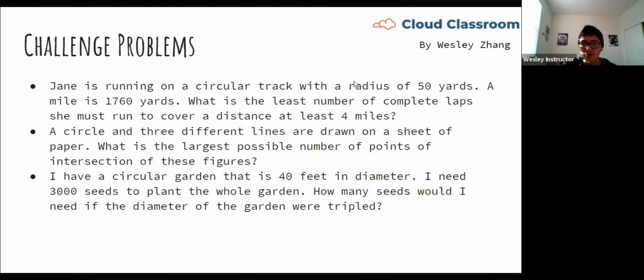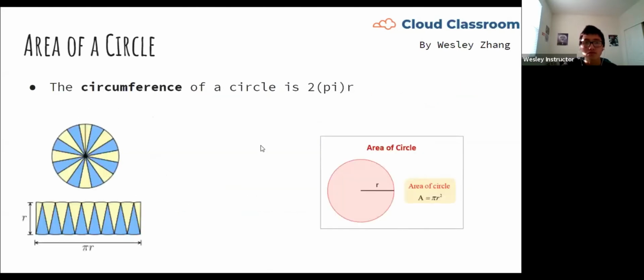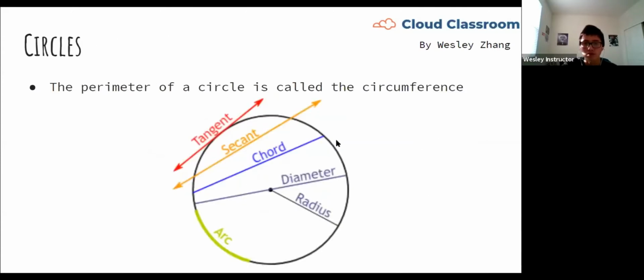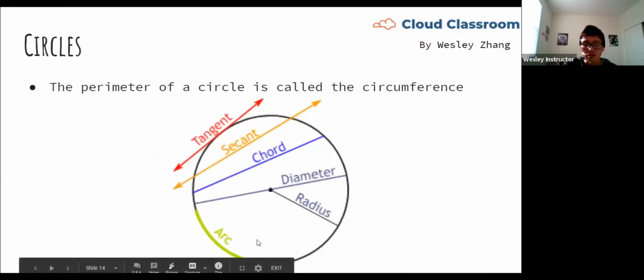All right, so last time we left off here with these last three challenge problems. Remember we went through area and perimeter for this unit. So this is what we talked about before. We talked about these features of a circle: radius, arc, diameter. These are the only three you need to know. You don't need to know these for now.